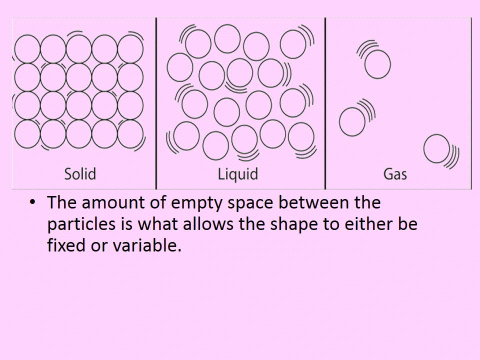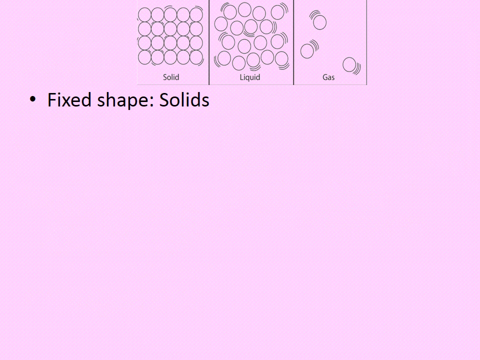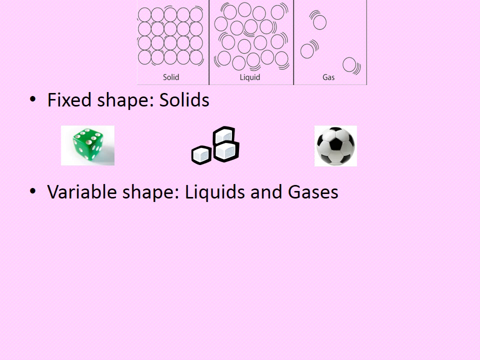So you can see there are pictures again of solid, liquids, and gas particles, and the empty space between them is what allows the shape to be able to change. Fixed shape means it doesn't change, and variable means that it does. So something with a fixed shape is a solid, like this dice. If you put it on your desk or in your pocket or in a box, it's still the shape of the dice. A little piece of sugar cube, a soccer ball, all solids. Don't change their shape. Their shapes are fixed.